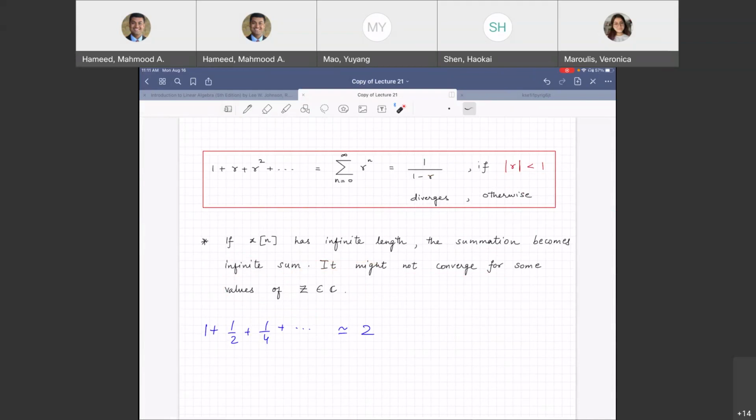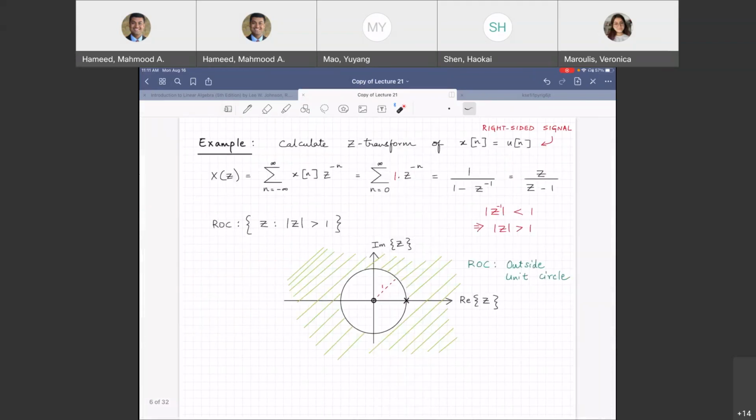Simple use of the sum of a geometric series. Finite case, infinite case. Calculate the Z transform of a step sequence u of n. This is a right-sided sequence. If it was Laplace and you were doing u of t, what would you get? Anybody remember? What do you get for the Laplace transform? 1 over s. 1 over s tells you that there is a pole at the origin, and because it's a right-sided signal, the ROC would be to the right of that pole.